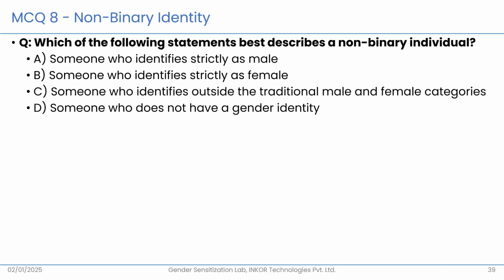Now, let's discuss non-binary identity. Which of the following statements best describes a non-binary individual? Your options are A. Someone who identifies strictly as male. B. Someone who identifies strictly as female. C. Someone who identifies outside the traditional male and female categories. D. Someone who does not have a gender identity. Think carefully.